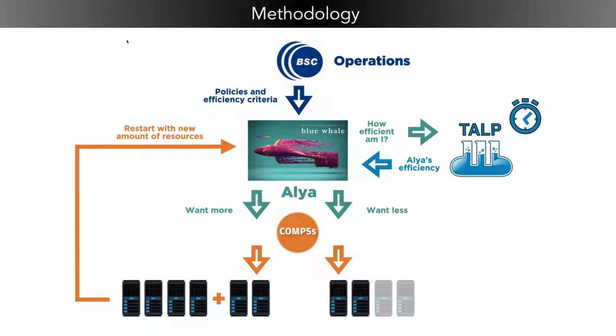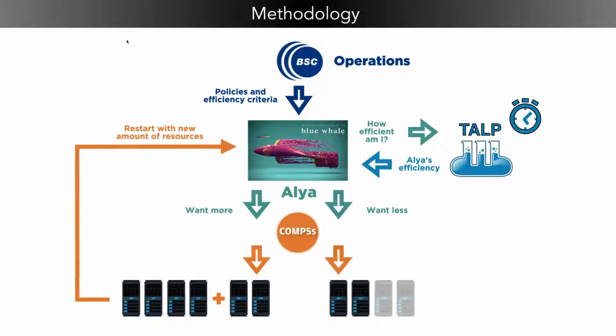Okay, so the methodology, which is a picture to describe what we are doing. We have policies for BSC operations. Gavin says 70%. Here at BSC, they used to say between 70 and 80%. So hopefully it's a real measure. In this case, it will be, because we are talking to TALP.